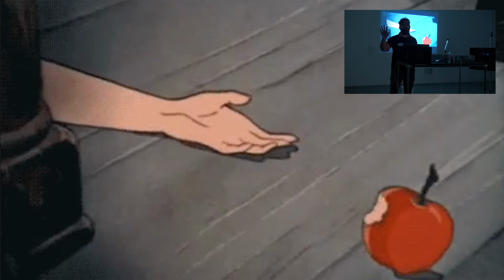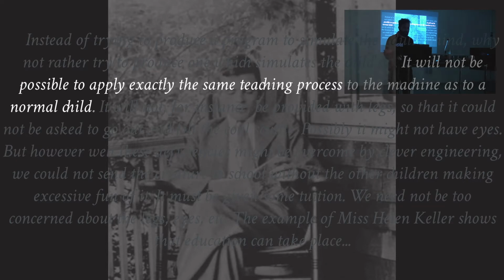I'll put it at that. There are many theories. Did he take his own life? Was he murdered? I won't get into that. What I would get into is some of his writing about AI, because he was really interested in a concept that he called the child machine. He was saying, instead of trying to produce a program to simulate an adult's mind, why not rather try to produce one which simulates a child?